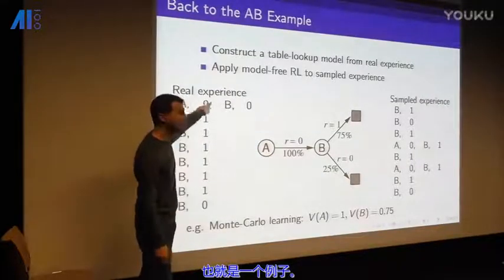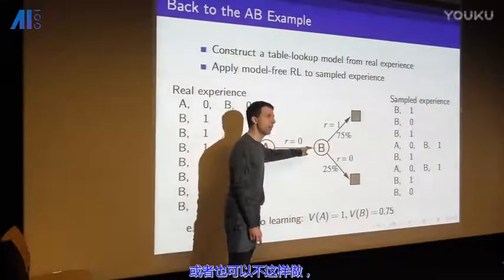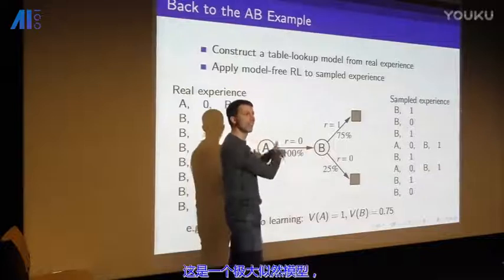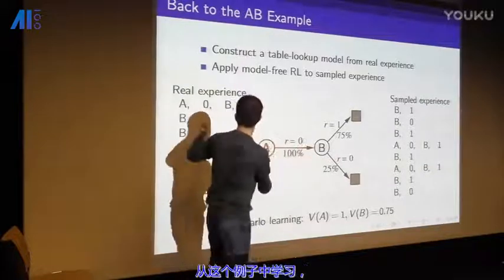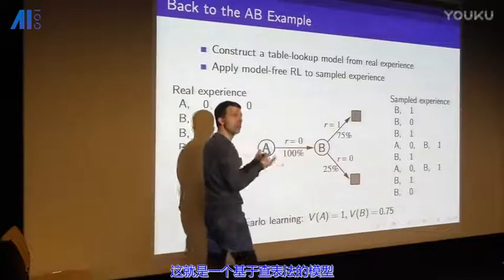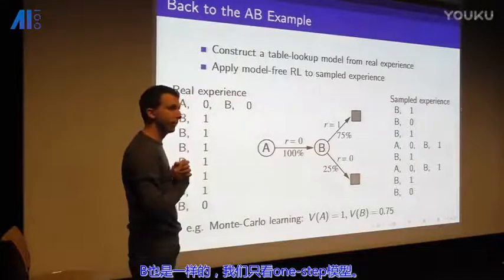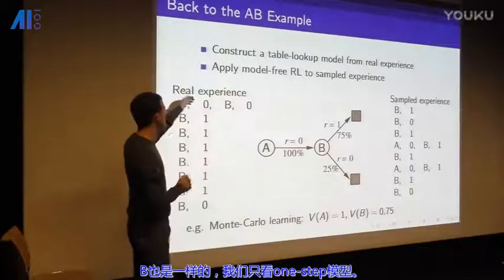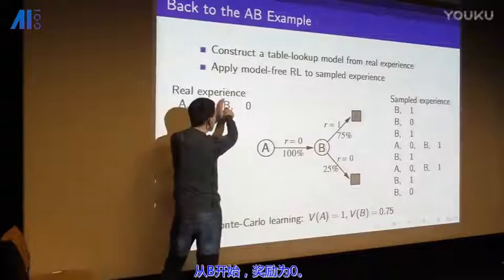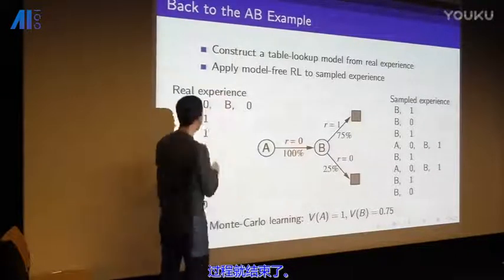We've only got one example of that. So now we have to say that this transition should give us a reward of 0. This is the maximum likelihood model. And learning from this example, that is the model that we would get by the table lookup procedure that I outlined in the previous slides. And similarly for B, we just look at the one-step model. I started in B, I got the reward of 0, episode terminated. So for all those.